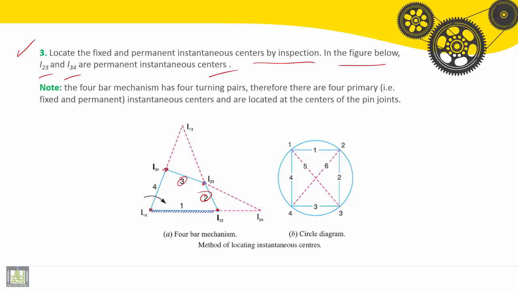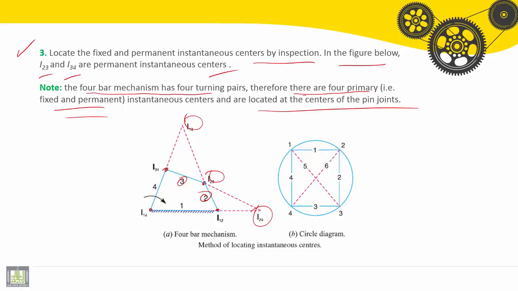How to find I13 and I24? The 4-bar mechanism has 4 turning pairs. Therefore, there are 4 primary instantaneous centers of rotation, fixed and permanent, and they are located at the centers of the pin joints.